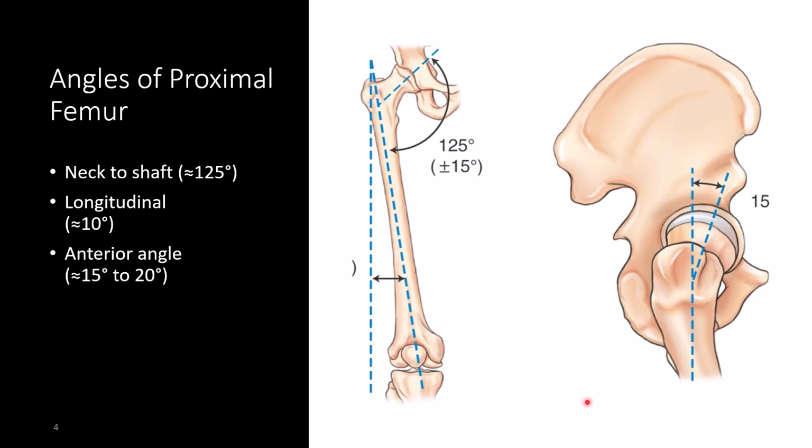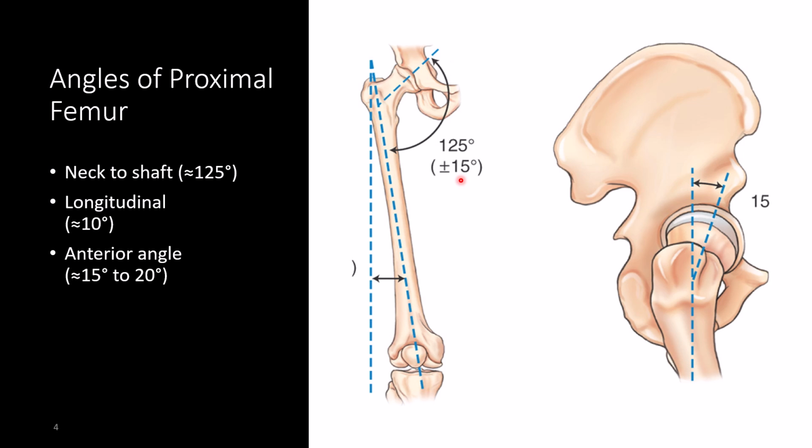When we look at the angles of the proximal femur, this comes also from page 268, and it references the angle of the neck of the femur to the shaft. Between the neck and the shaft of the femur on an average adult, it's approximately 125 degrees with a variance of plus or minus 15. It depends on the width of the pelvis and the length of the lower limbs.